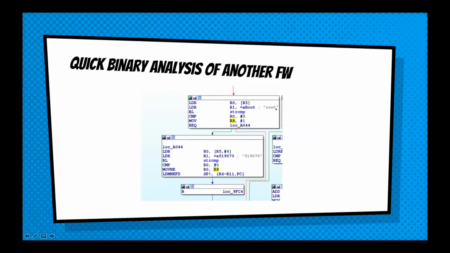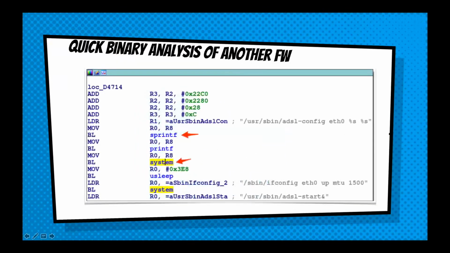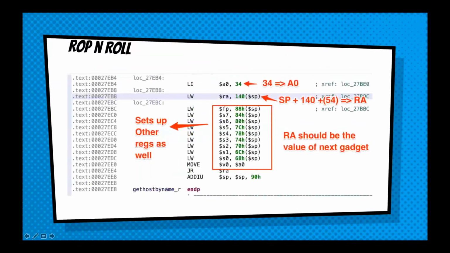So there's the root, which is username verification happening, strcmp. If the username matches, it goes to the next block where it matches the password, which is 519070, right? So you can find flaws like this extremely easily. In this case, this is a command injection vulnerability, which is simply accepting user input values, passing it to the system, and then finally going ahead and executing it, right?